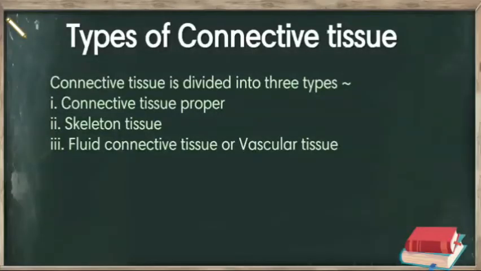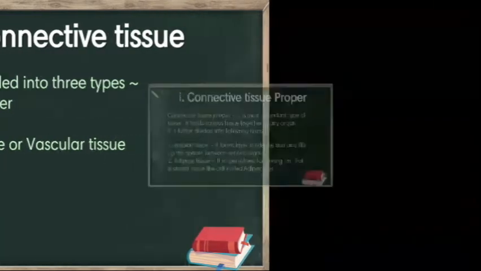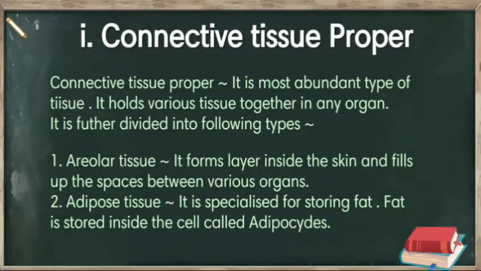Talking about the types, connective tissue is divided into 3 types: connective tissue proper, skeleton tissue, and fluid connective tissue, or vascular tissue. Moving to the connective tissue proper. Connective tissue proper is the most abundant type of tissue. It holds various tissues together in any organ. It is further divided into the following types.